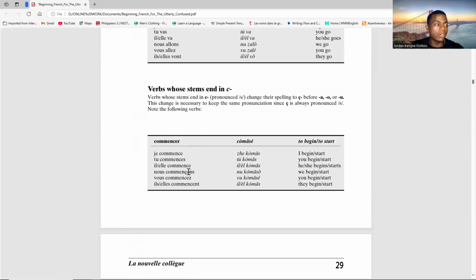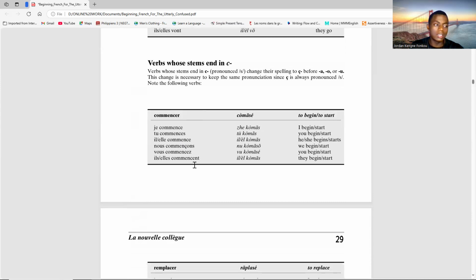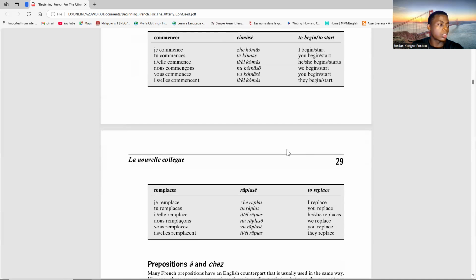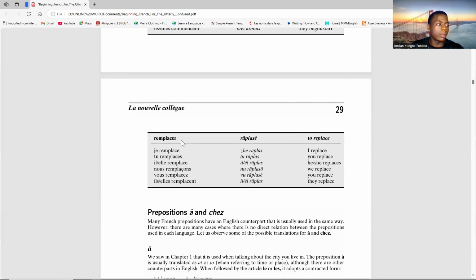Please, wherever you have an O, A, or U following a C, and you want the C to sound like an S, you have to add this cédille. Commencer, which means to begin or to start. So that works. And here is another verb, remplacer. Je remplace, which means to replace. Tu remplaces, il remplace, nous remplaçons, vous remplacez, il remplace, elle remplace.